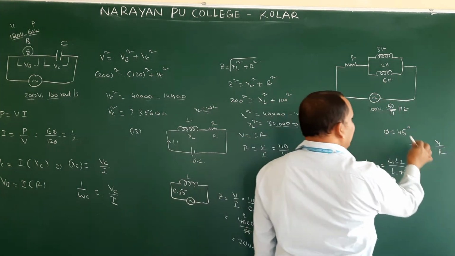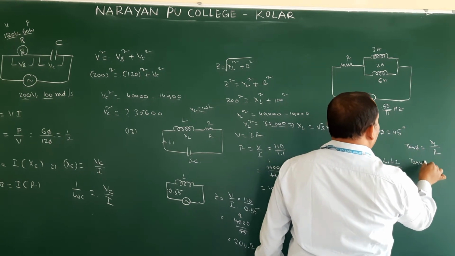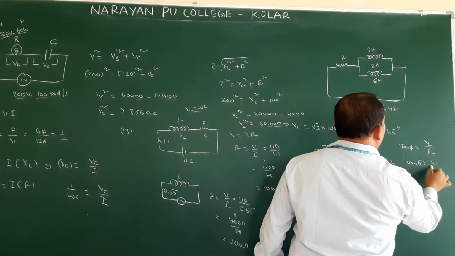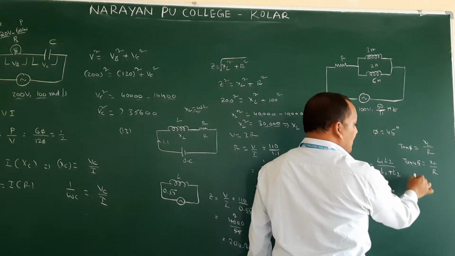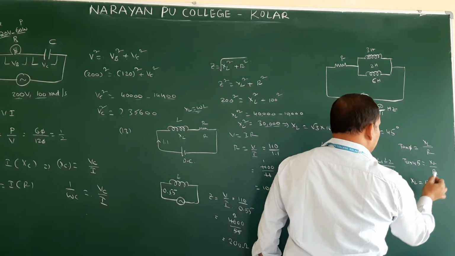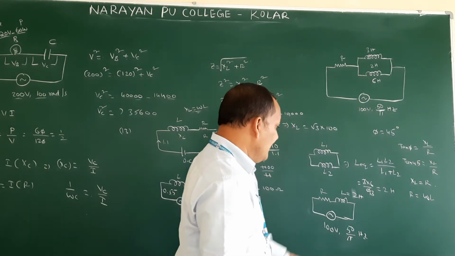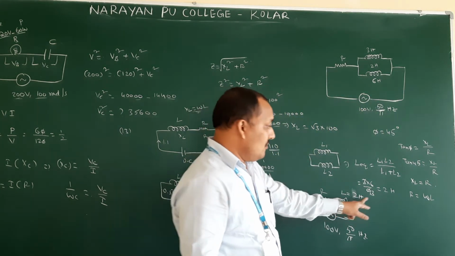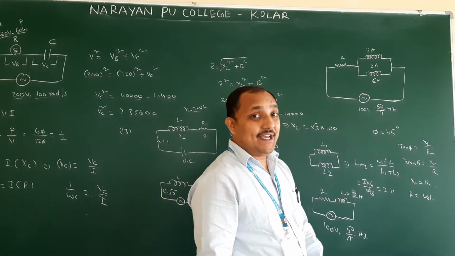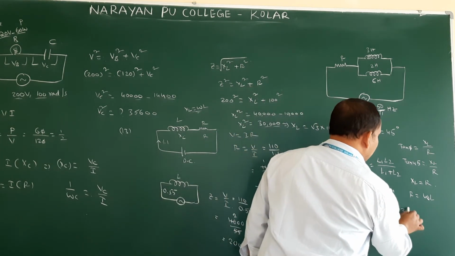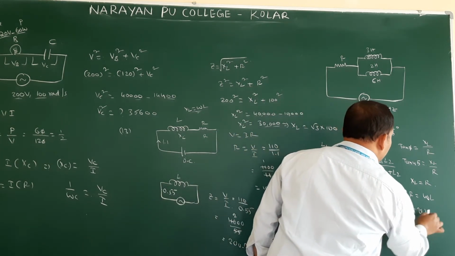So what phi value do they give? 45. Therefore, tan 45 equals XL by R. Tan 45 value is 1. Therefore, XL is equal to R. Then R is equal to XL, which is omega L. What L value did you get? 2. Omega means 2 pi into frequency. Therefore, R is equal to 2 pi mu into L.